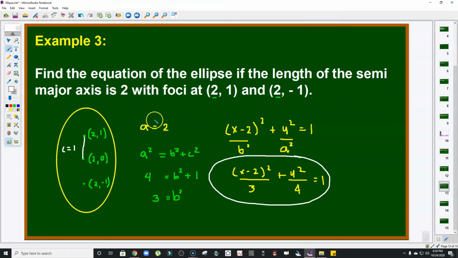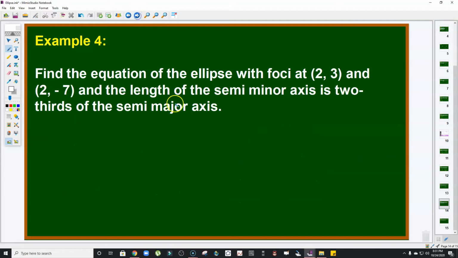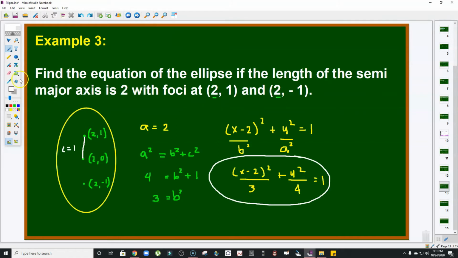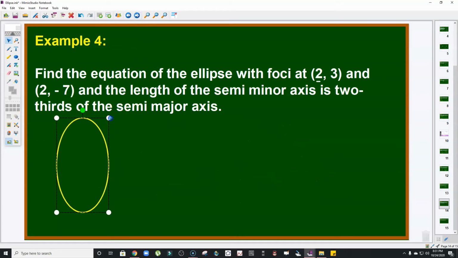Pretty simple, right? Okay, problem number 4. Find the equation of the ellipse with foci at 2, 3 and 2, negative 7, and the length of the semi-minor axis is 2/3 of the semi-major axis. O parang kagaya lang nung kanina. Take note, same pa rin yung x mo, so meaning vertical major axis pa rin. I'll just copy this illustration siguro. There you go.